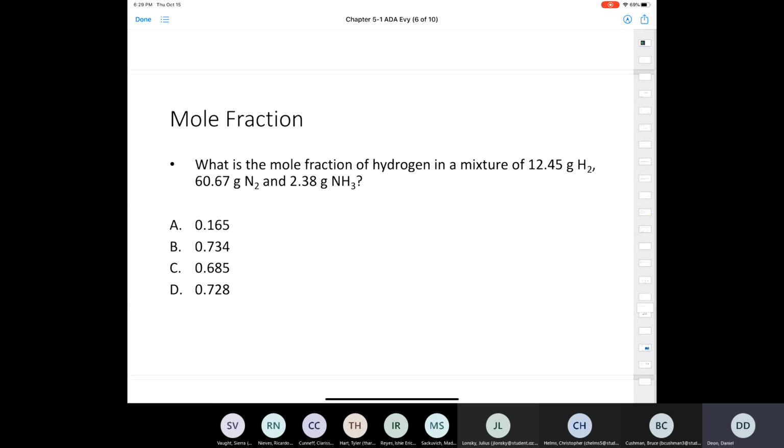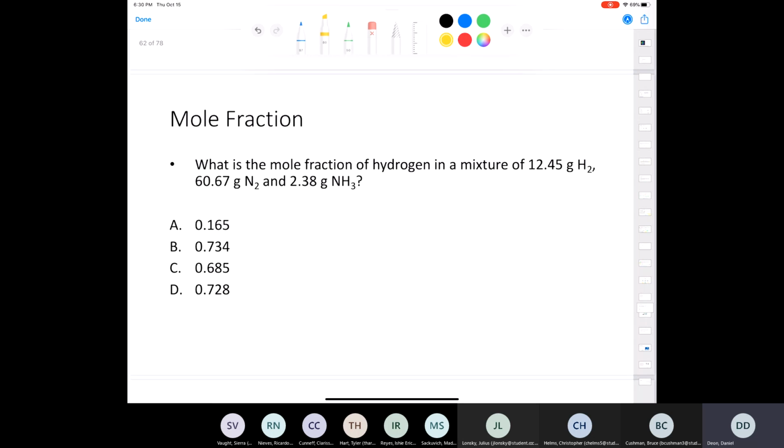All right, let's take a look at mole fraction. This is chapter 5, and this is the last part of chapter 5, which deals with gases. It says, what is the mole fraction of hydrogen in a mixture that's 12.54 grams of hydrogen, 60.67 grams of nitrogen, and 2.38 grams of ammonia?